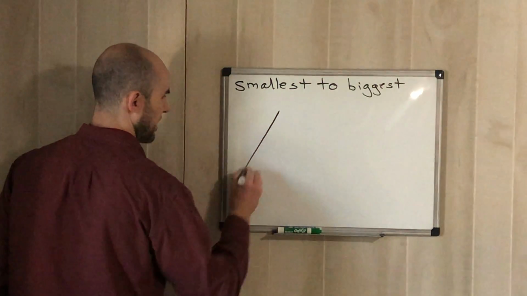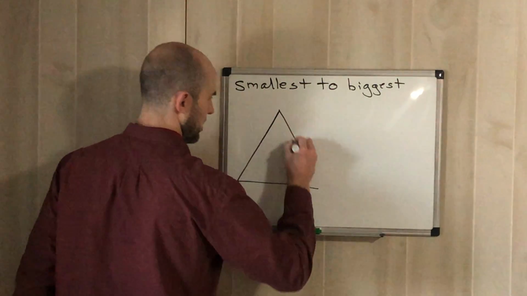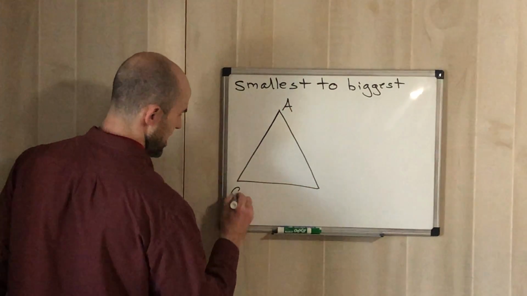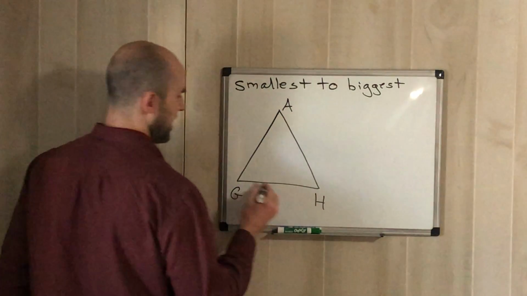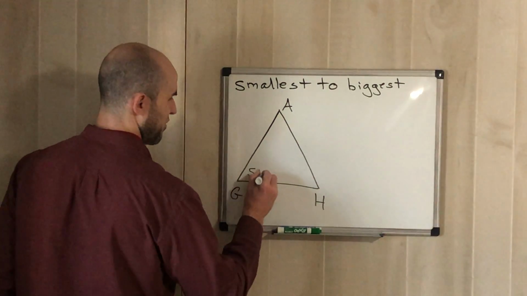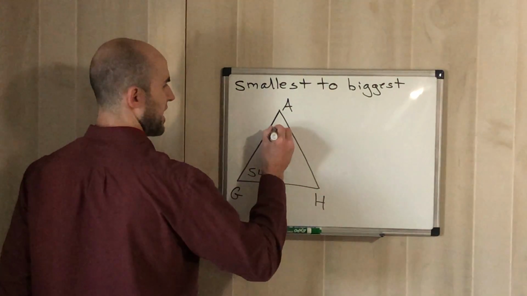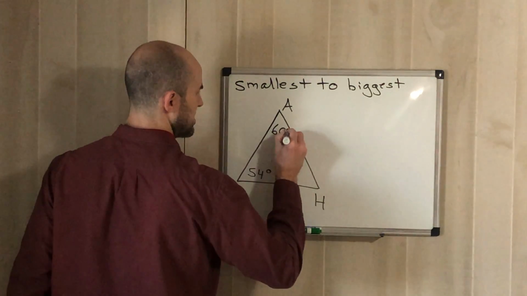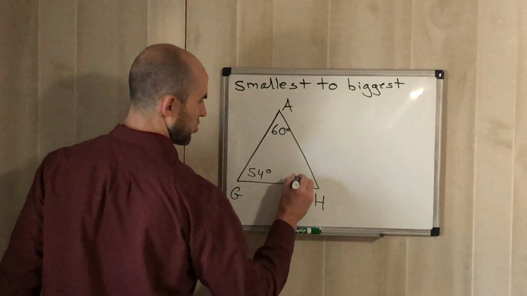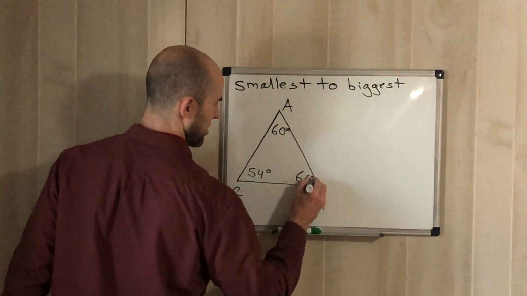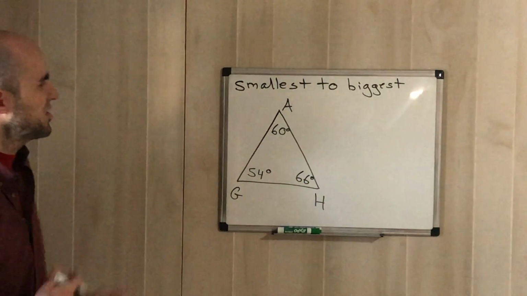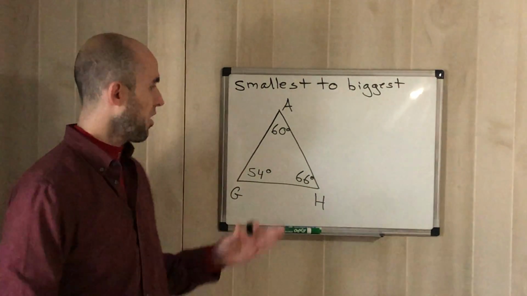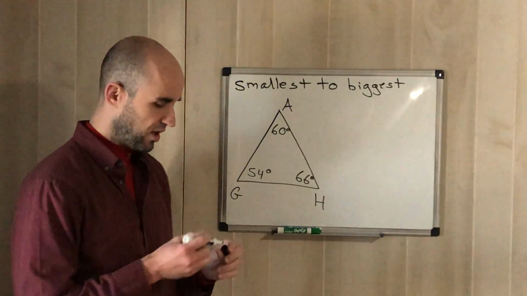And what I'm going to do is give you a triangle, right? I'm going to make this one A, this one G, and this one H. I'm going to call this angle here 54 degrees. Let's say that one is 60 degrees. And then I'm going to make this one here 66 degrees, right? So we have that. And again, if you wanted to check your numbers, you would see that they work because all three angles add up to 180.